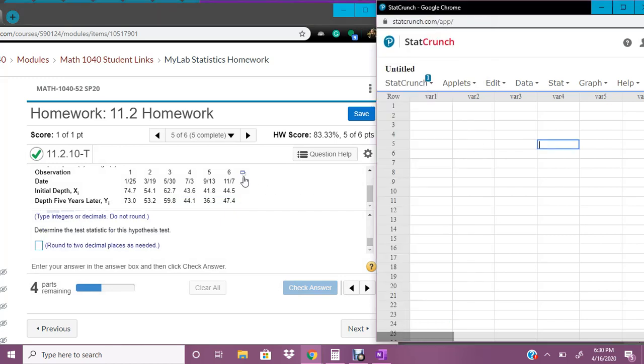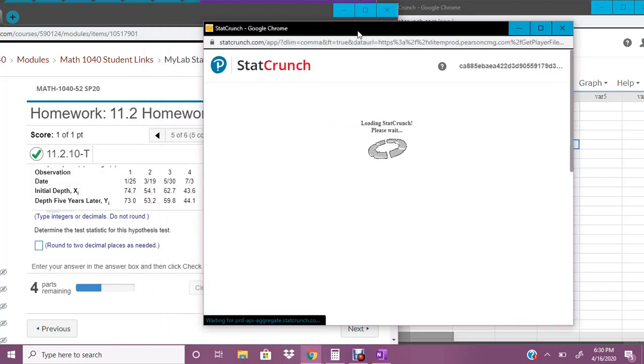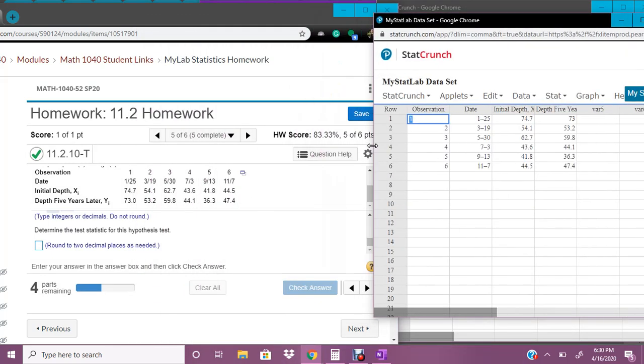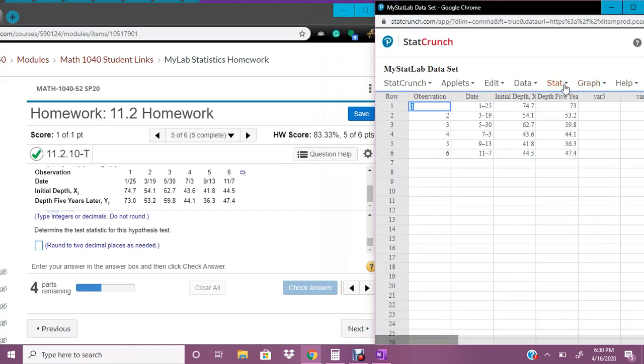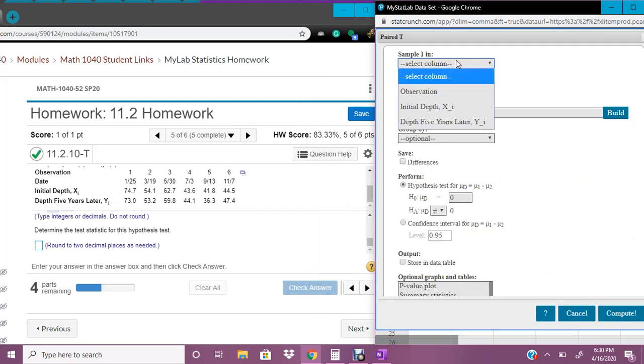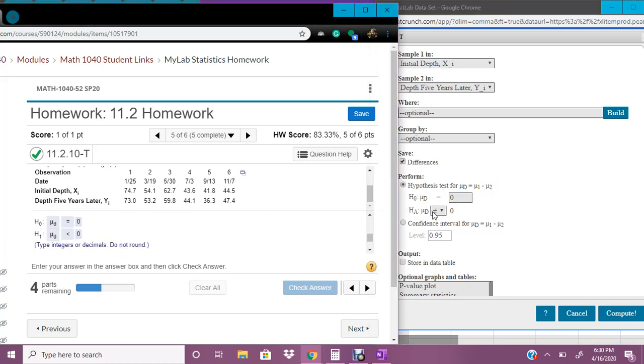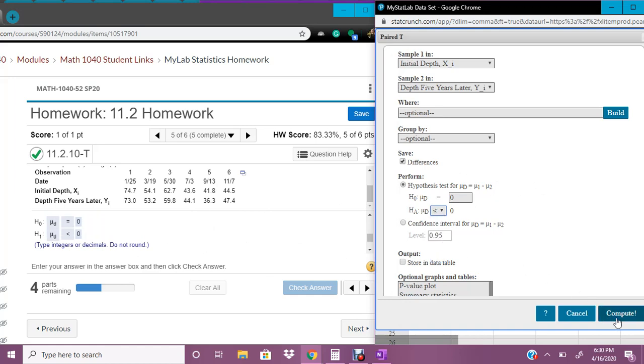Okay, now we're going to run the test. So let's open this up in StatCrunch. We're talking about paired, and T Stats is the only one with paired, and we're talking about the mean as well, so we're going to be in T Stats. Sample 1 is always the x, sample 2 is always the y. I'm just going to click this for safekeeping, and then we want to make these identical, so equal, and then this one needs to be less than.